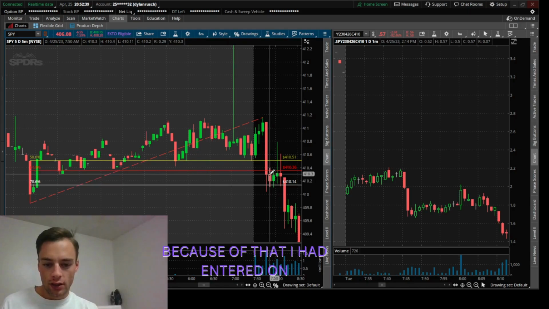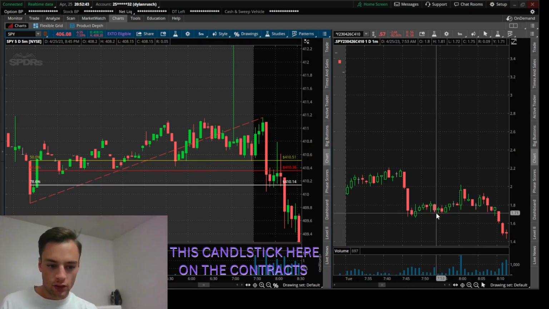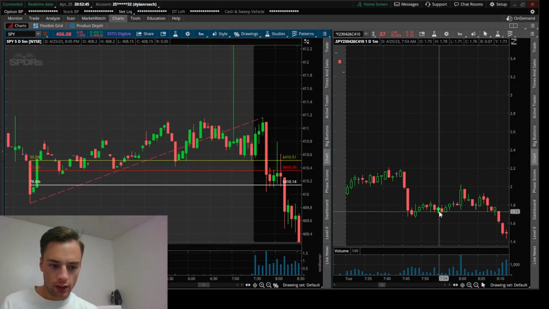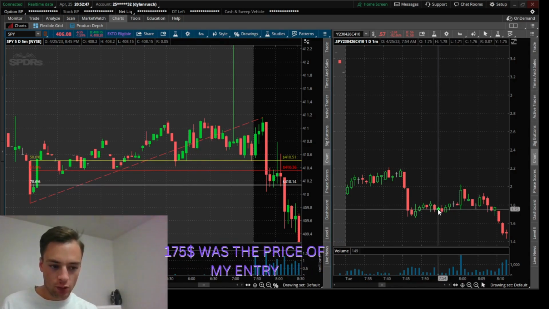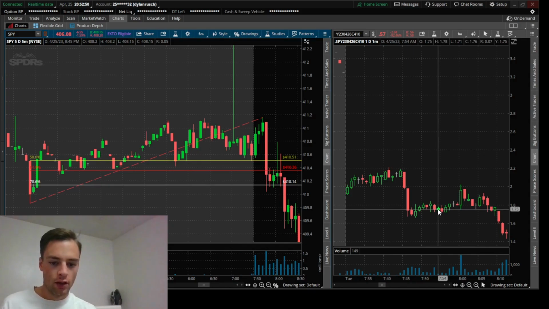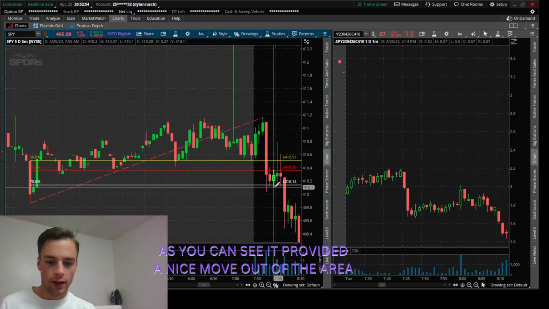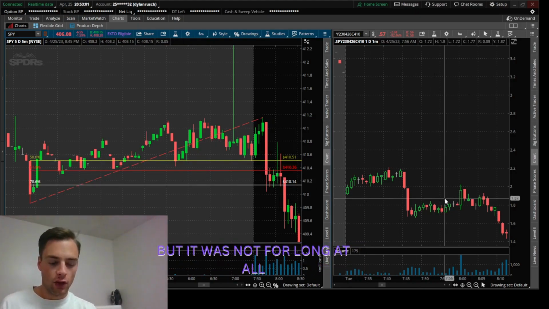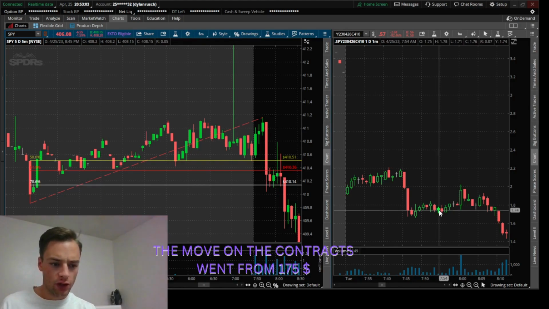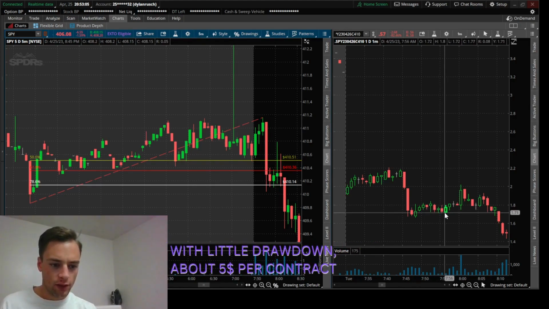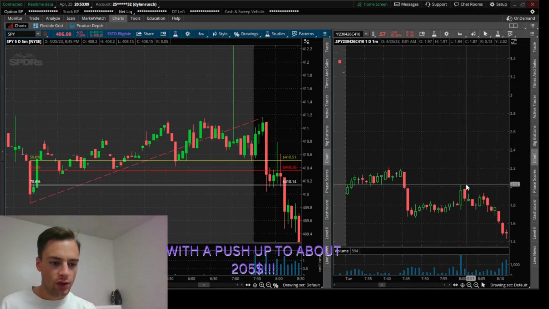And because of that, I had actually entered on this candlestick here on the contract. $175 per contract was my entry on our retest to the fib on this candlestick here. And as you guys can see, we got a very nice move out of it. Wasn't for long at all. The move went from $175 with a little bit of drawdown, like $5 on the contract, with a push up to almost $205 as well.